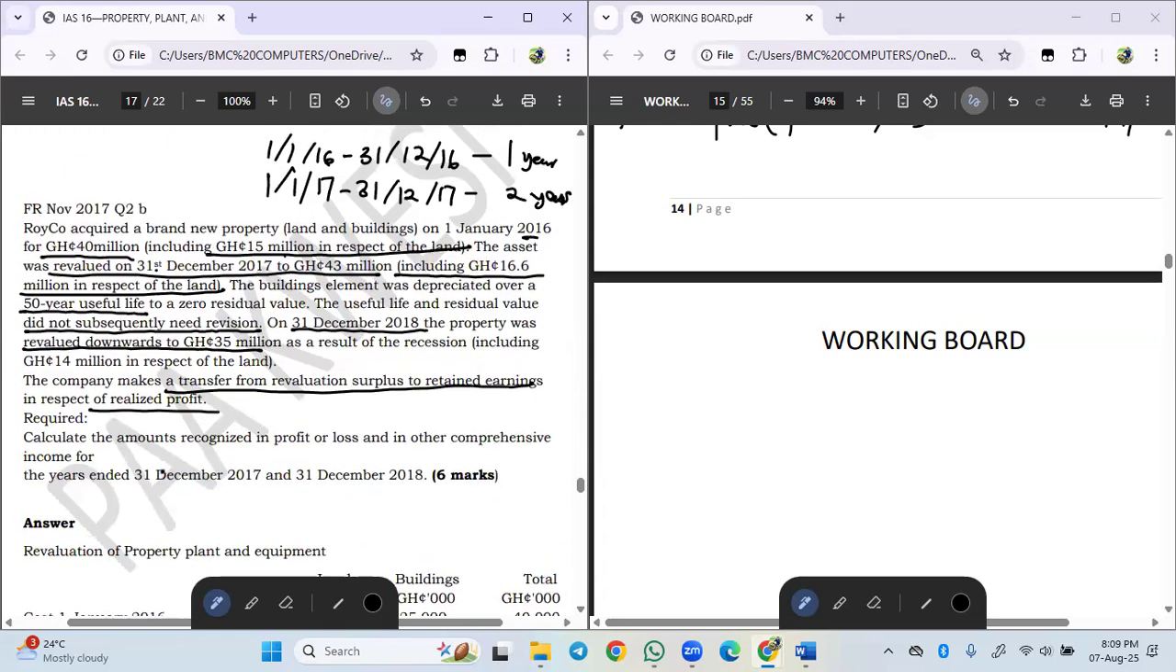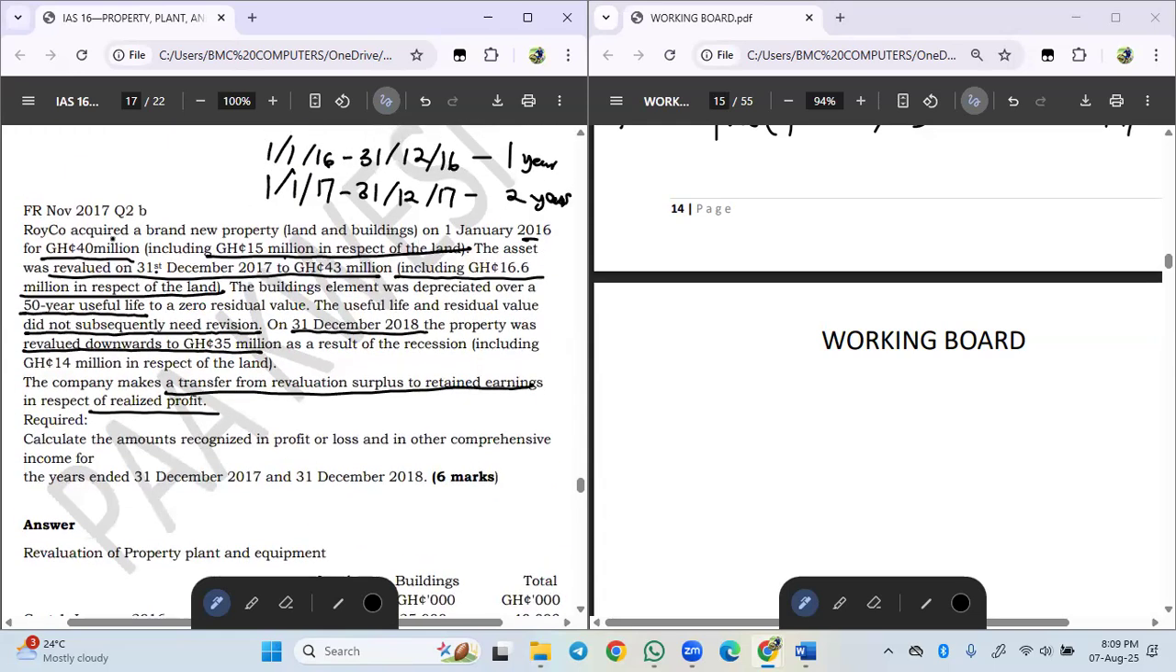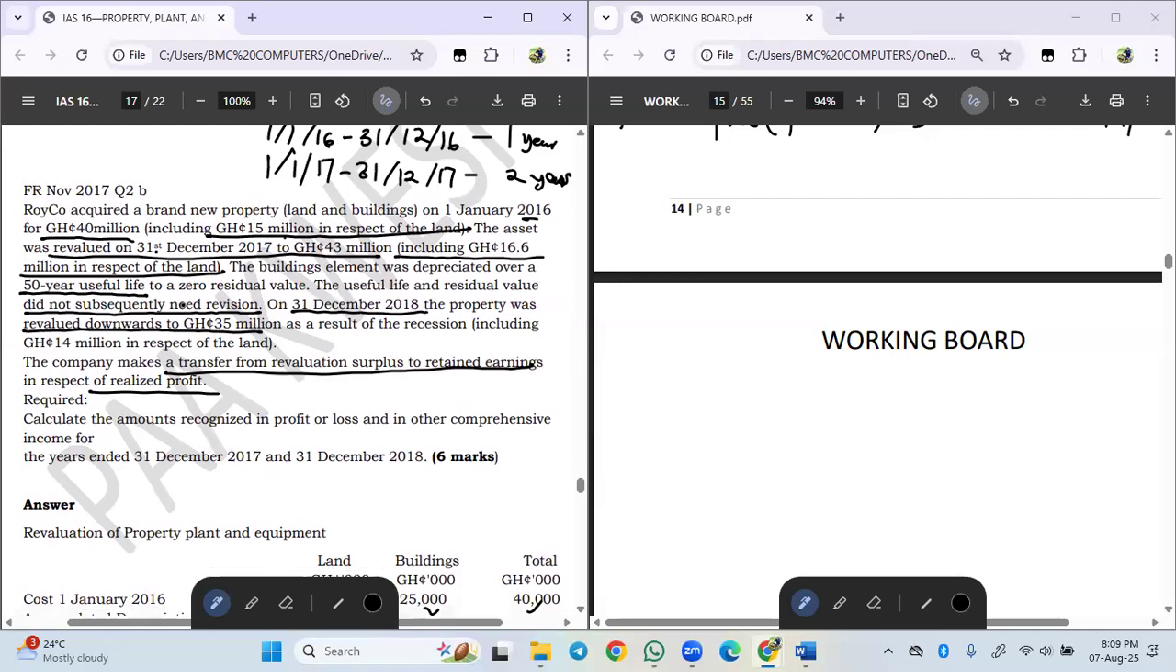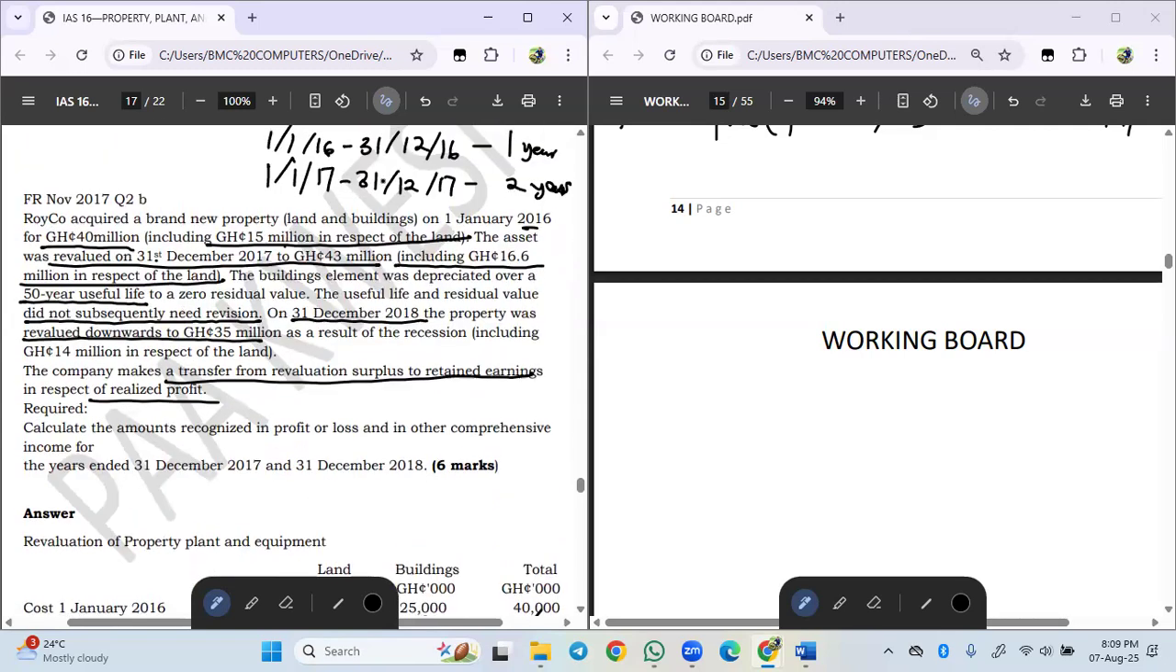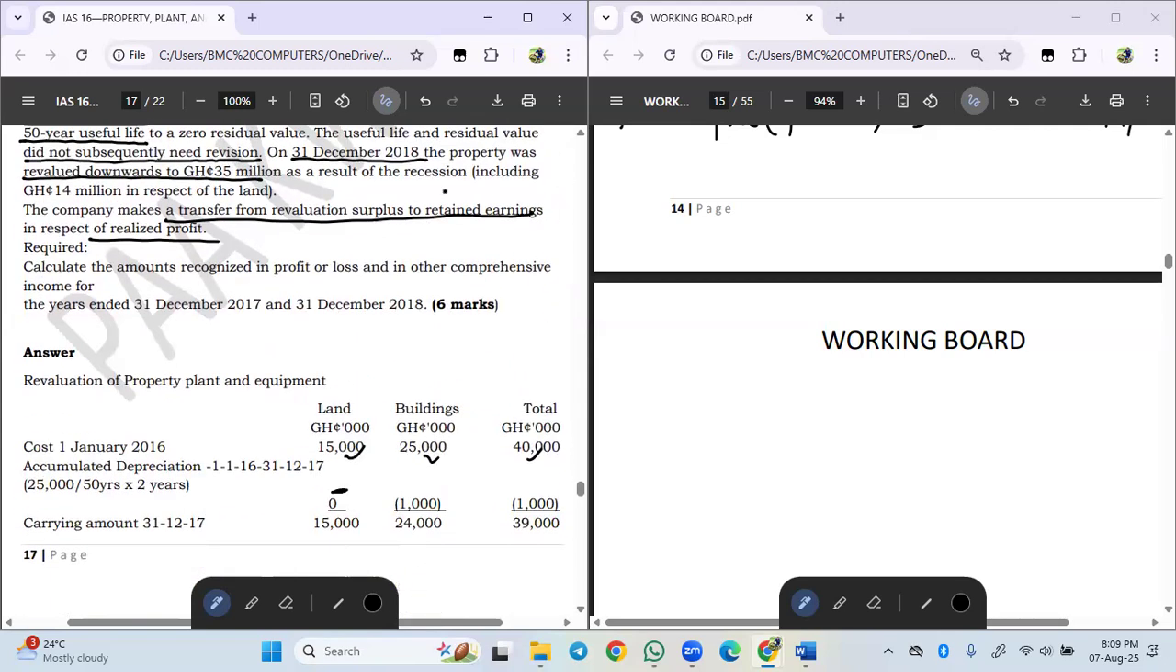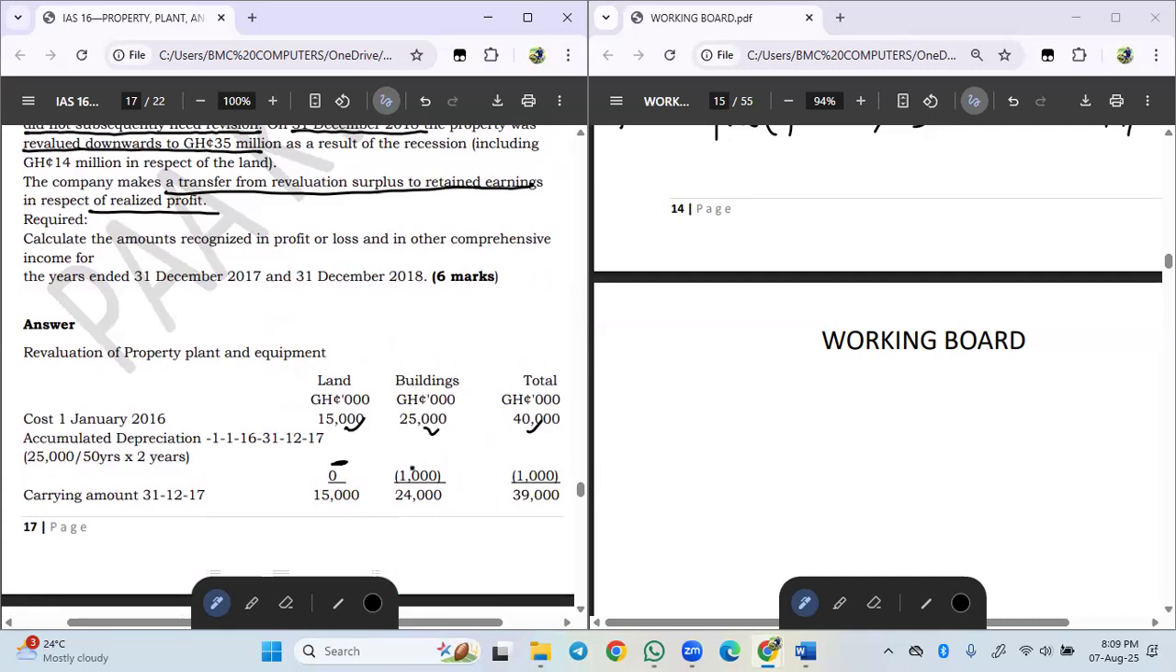25,000. That's the cost. If it's 40 million, 15 million is for land and 25 million is for building over their useful life of 50 years, times 2, the whole of 2016 and the whole of 2017. That will give you the accumulated depreciation from 1st January 2016 to 31st December 2017. That gave us what? 1,000. Accumulated annual depreciation for 2016 will be what?